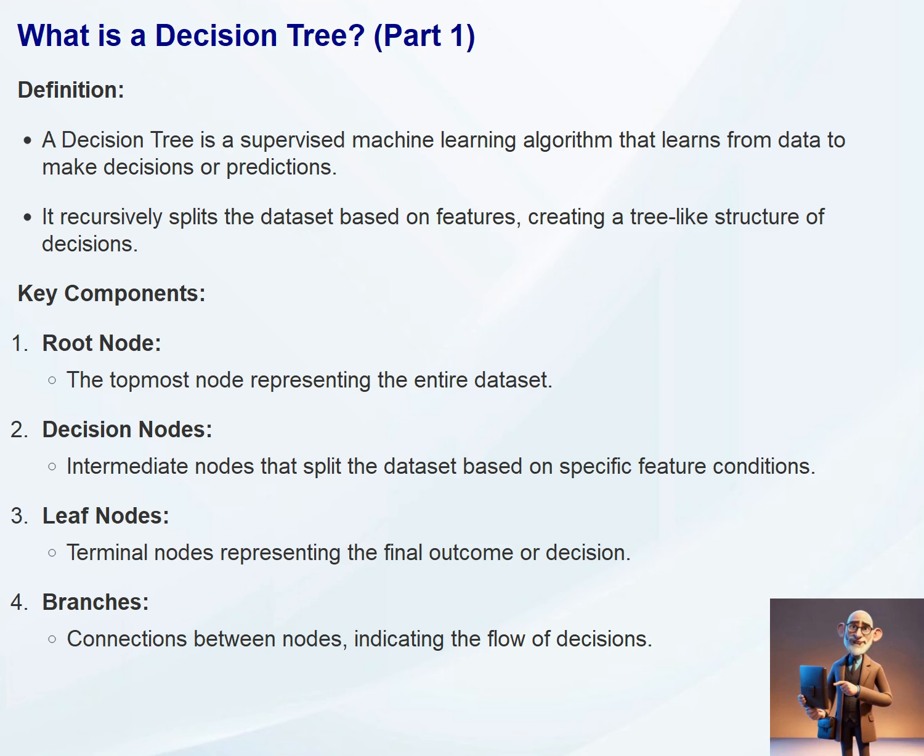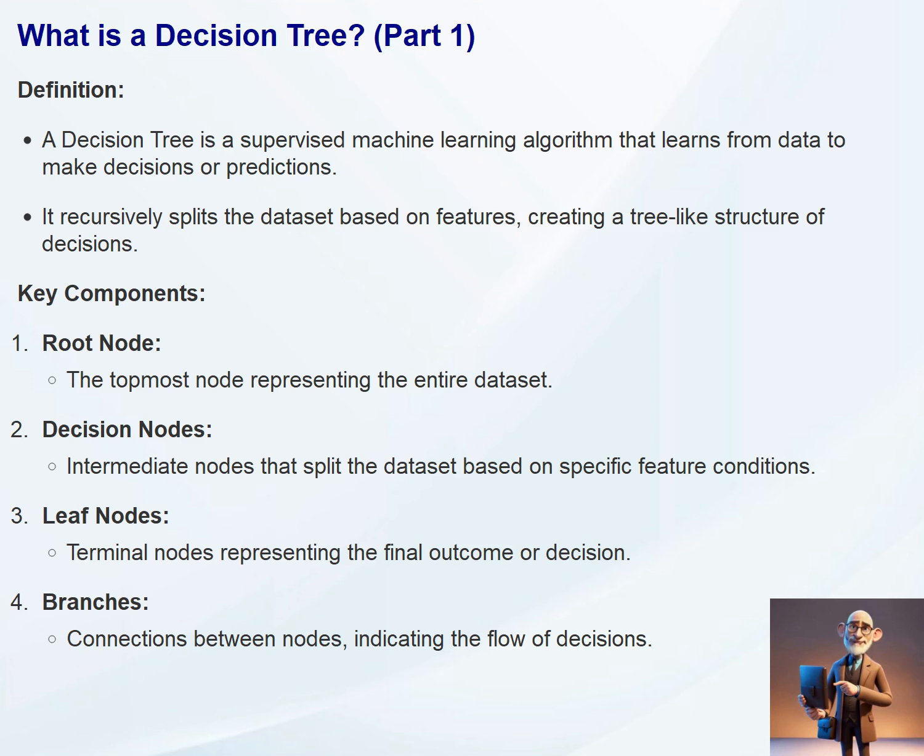Now let's break down the key components that make up this arboreal marvel. First and foremost, we have the root node, the pinnacle of our decision-making hierarchy. This node represents the entirety of our data set, setting the stage for the grand performance. As we descend into the branches, we encounter decision nodes, the maestros of segmentation. These intermediate nodes scrutinize specific features, deciding which path to take based on the conditions they impose.